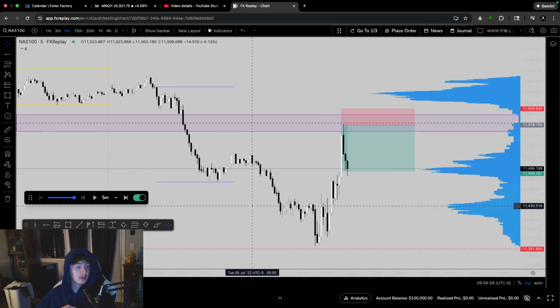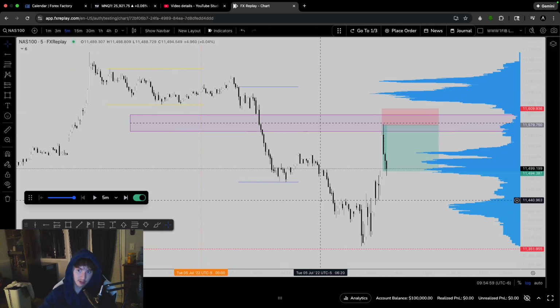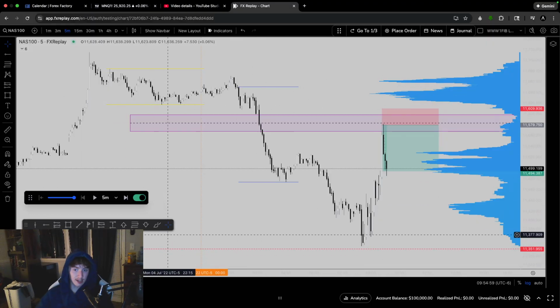You cannot tell me this doesn't work. When you have a clean setup like this, okay, it really works on the clean setups. The clean setups, okay? You got to look for the clean setups. None of the small stuff, okay? It needs to be a clean setup just like this. You want to have clean downward motion or clean upward motion.